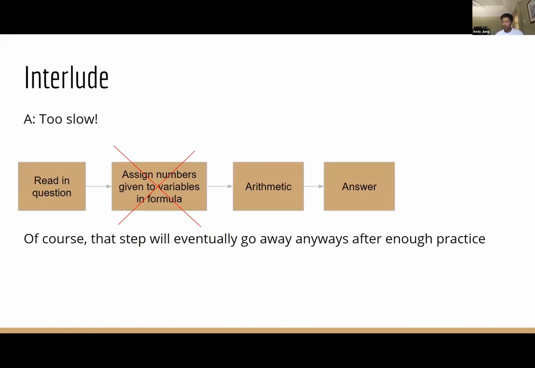Good job. Because typically, if we go through a question, we read the question, and then if we use a formula, we have to mentally map the numbers to the variables in the formula, then do the arithmetic, then get the answer. We want to get rid of this step in number sense. And of course, eventually, after enough practice, this step naturally goes away without you having to force it to go away.